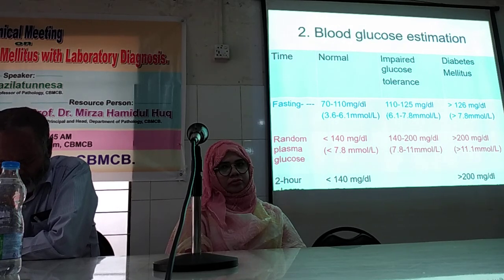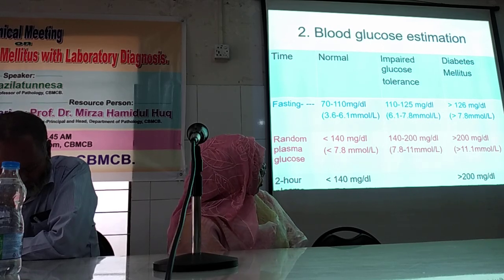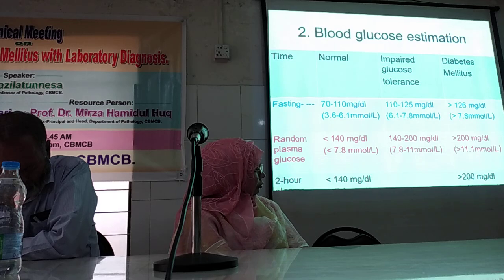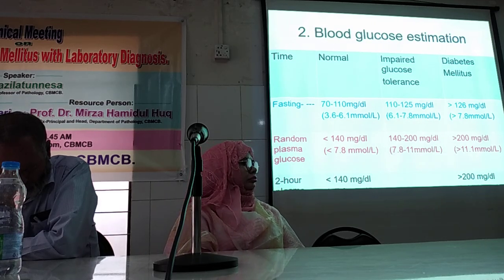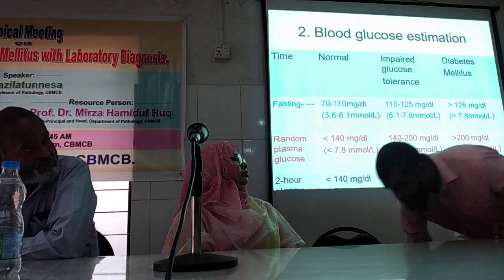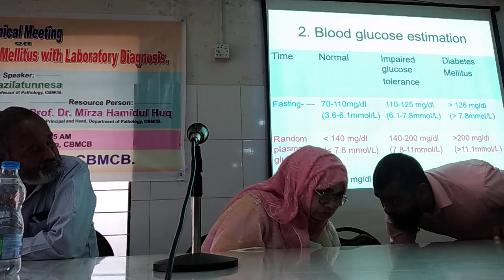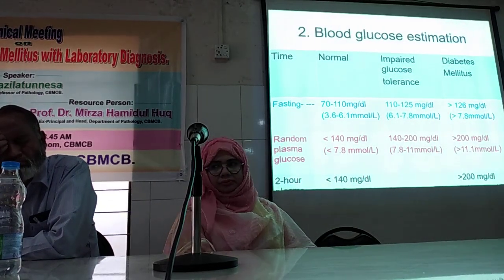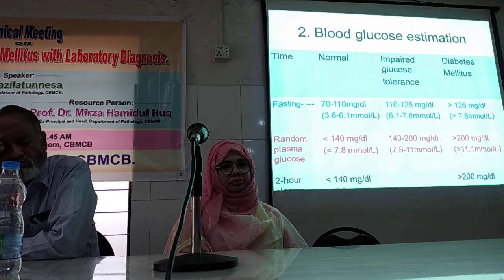Random less than 140 milligram per deciliter. Impaired 140 to 200 milligram per deciliter. Diabetes more than 200 milligram per deciliter. Two hours after breakfast, less than 140 milligram per deciliter. In a diabetic patient, more than 200 milligram per deciliter.